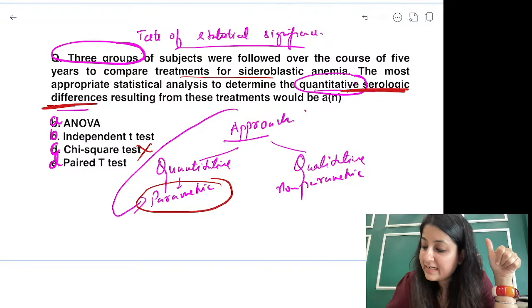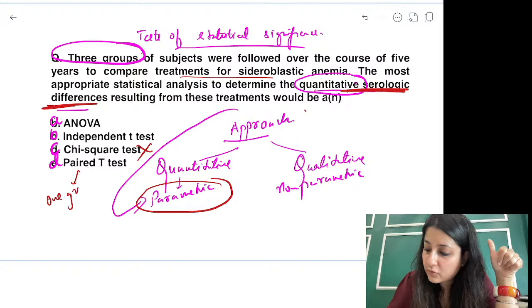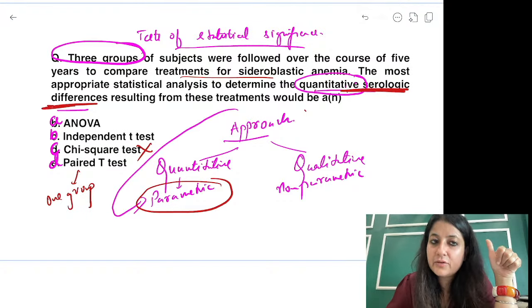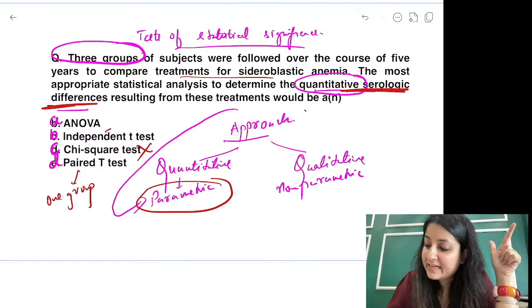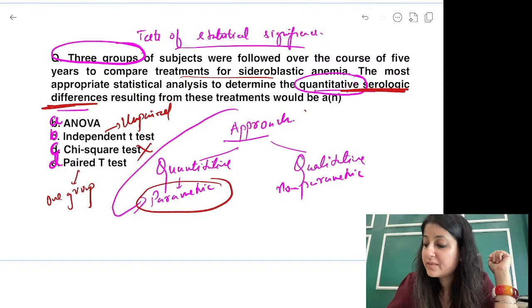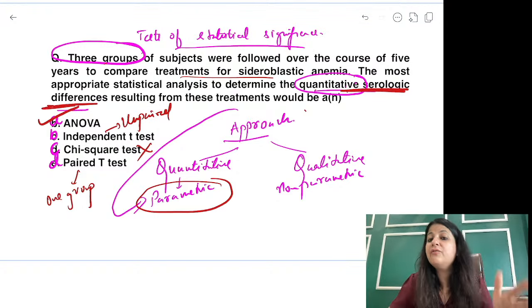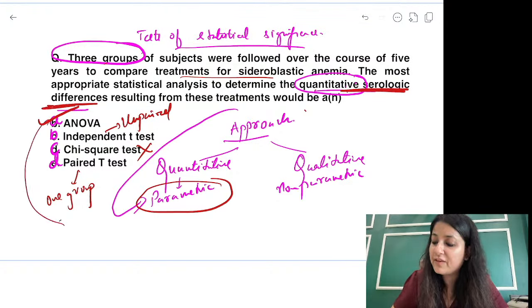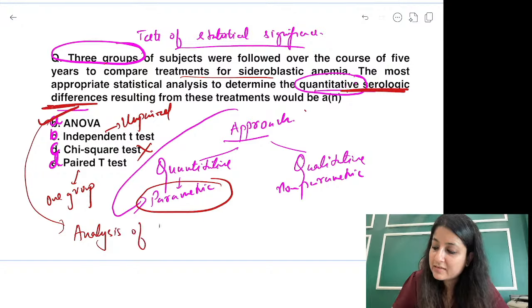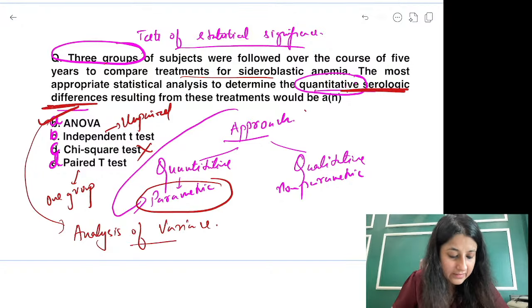Now paired t-test, when do you use? One group, before and after intervention. Independent t-test is nothing but unpaired t-test. Where do you use it? 2 groups. Here how many groups are there? 3 groups. So you will use ANOVA. ANOVA full form is analysis of variance. Alright, the full form in case someone asks, analysis of variance. Did you understand?